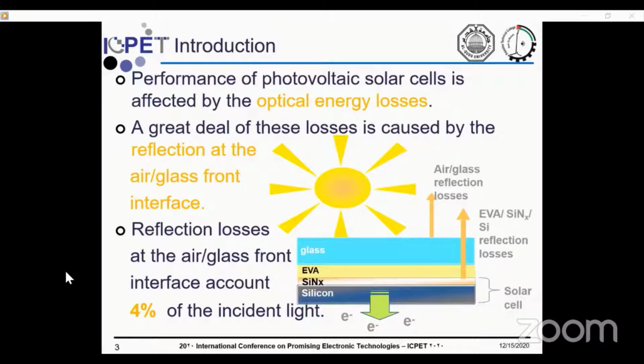Performance of photovoltaic solar cells is affected by the optical energy losses. A great deal of these losses is caused by the reflection at the air glass front interface. Reflection losses at the air glass front interface account for 40% of the incident light, as you can see from this.